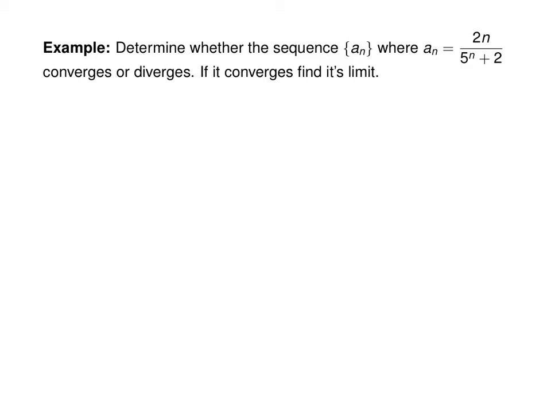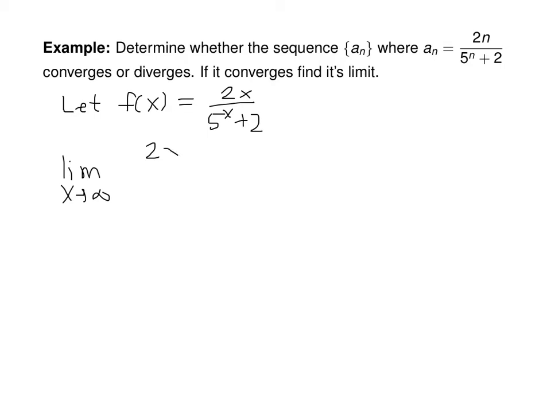Alright, let's determine whether the sequence a sub n, where a sub n is 2n over 5 to the nth power plus 2, converges or diverges. If it converges, find its limit. So once again, we're going to define a function. We're going to let f of x equal 2x over 5 to the x plus 2, and we'll find the limit as x goes to infinity of this function.